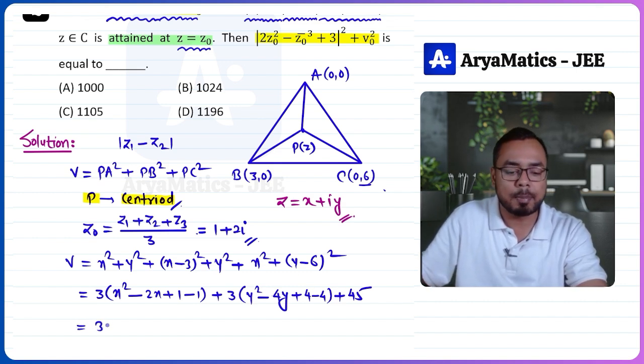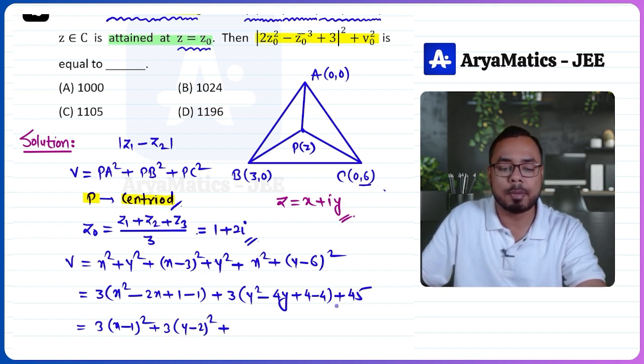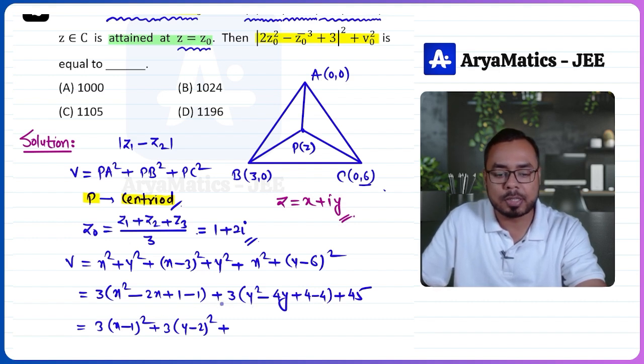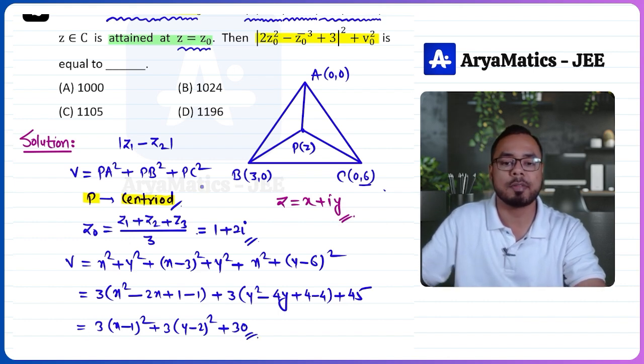And now using square completion, you can write this as x minus 1 square, the first 3 terms, x square minus 2x plus 1. Similarly, 3 times y minus 2 square. And then the constant term will be 45 minus 12 minus 3, so 45 minus 15, so that will be 30. So this is the expression for v.